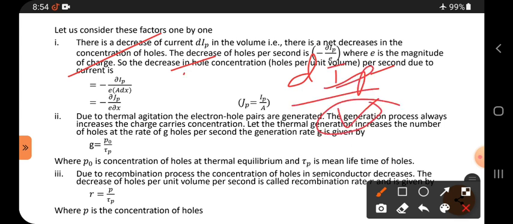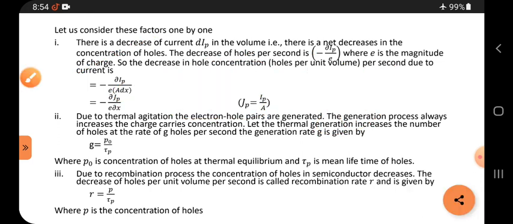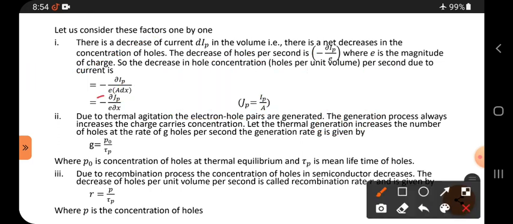Volume is written as area into length. Already this length is given, dx length. So volume is written here, and it is as it is, whatever was taken here.